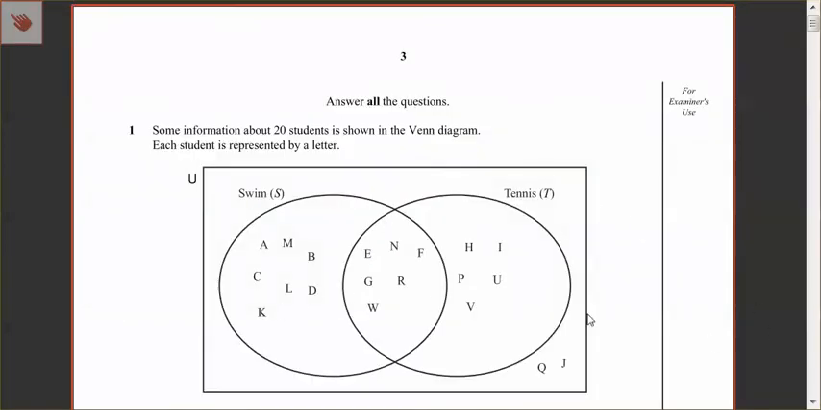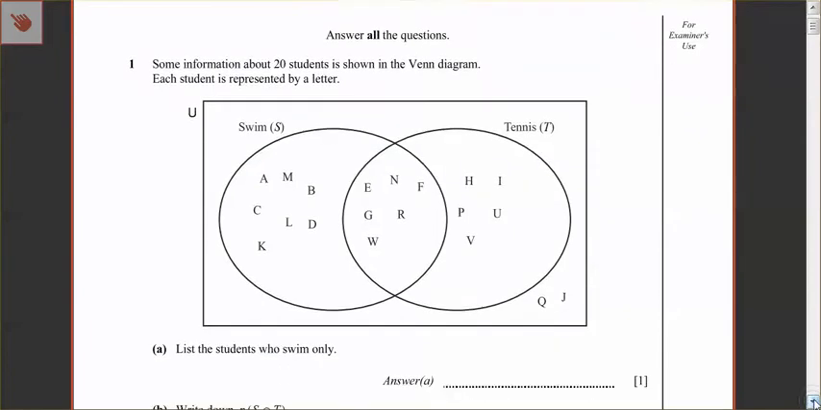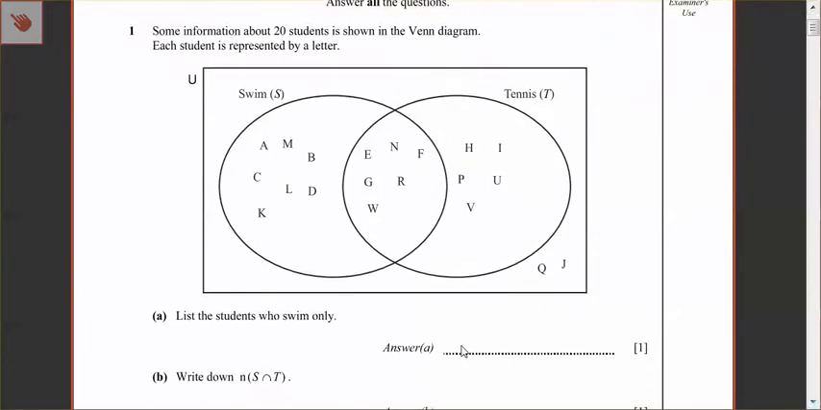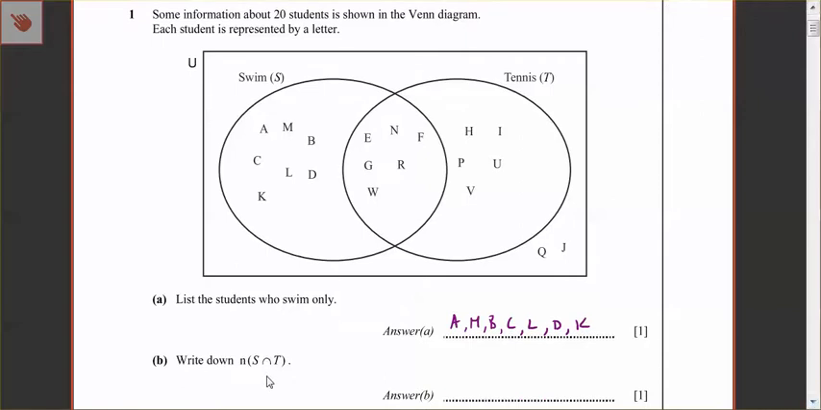Okay, so list them. It's a bit of vocabulary. List the students who swim only. So A, and however you want to write it, N, B, C, L, D, K. List them. Write down. Now people made a mistake. They didn't spot the N. What does the N mean?